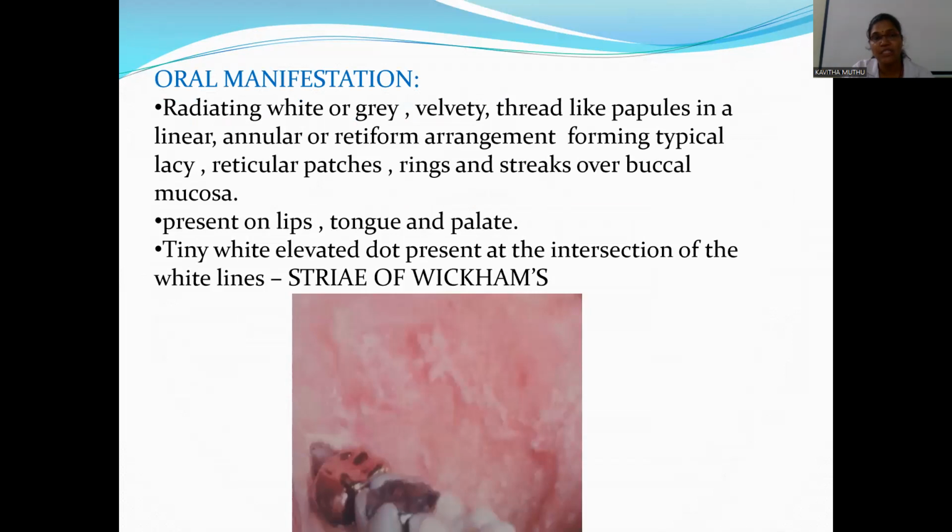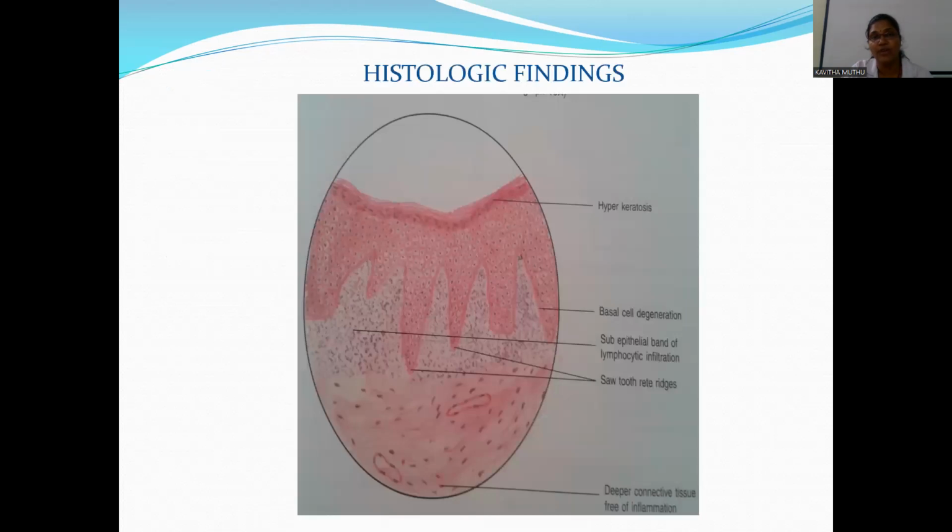Oral manifestations in specific, as we have already discussed, are the Wickham's striae: radiating white or gray, velvety, thread-like papules in a linear, angular, or retiform arrangement, forming typical lacy reticular patches, rings, and streaks over the buccal mucosa. This is the commonest oral manifestation we can expect to see in lichen planus. You can also see over the lips, tongue, and palate the tiny white elevated dot present at the intersection of the white lines, known as striae of Wickham.